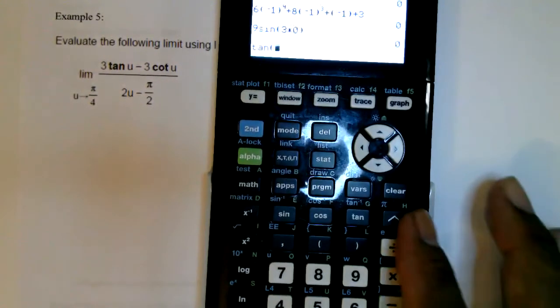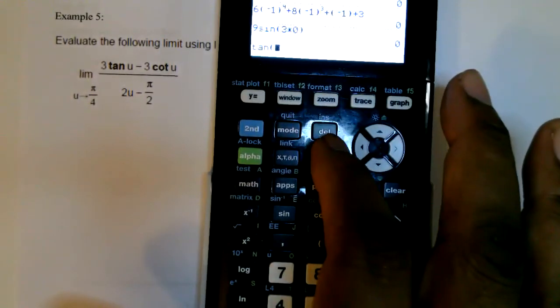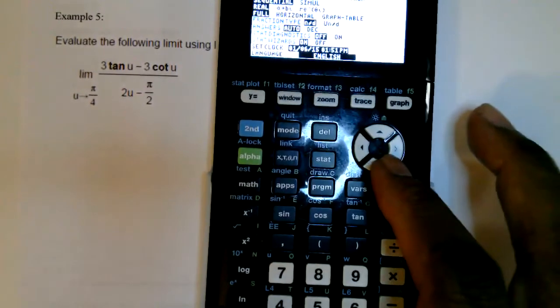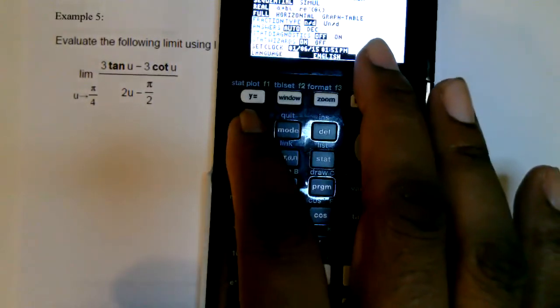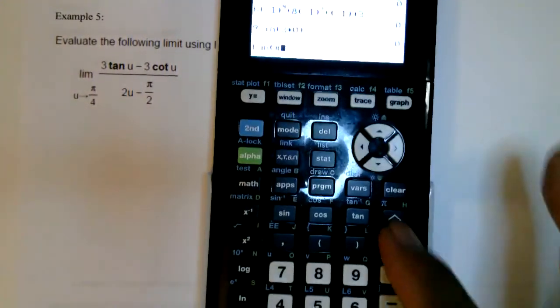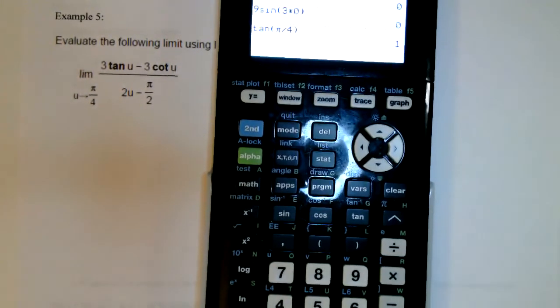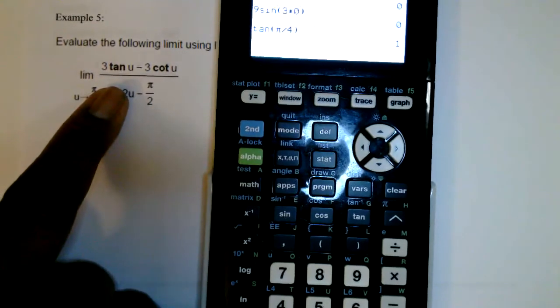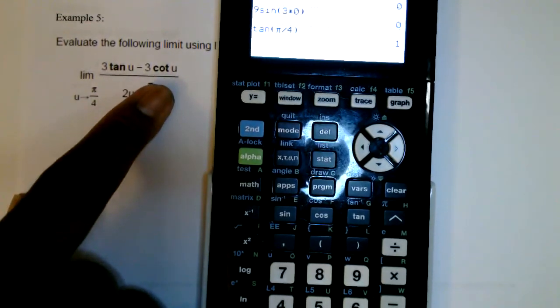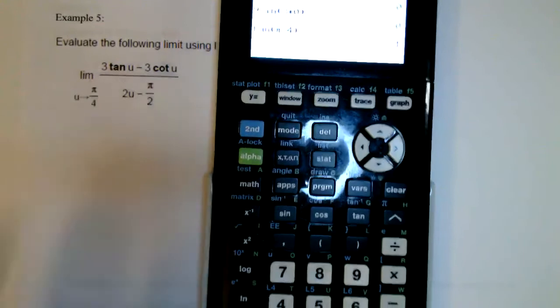So here, tangent of, and let me do this here. I need to change the mode to radians, which is what I have here. And then I'm going to do second half key for the pi divided by 4. That will be 1. So 3 times 1 will be 3. Cotangent is the reciprocal of the tangent, and tangent of pi over 4 will be 1. So cotangent of pi over 4 will also be 1. So this will be 3 minus 3, which is 0.